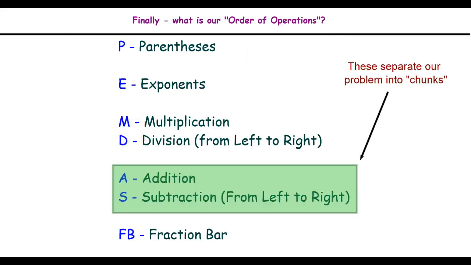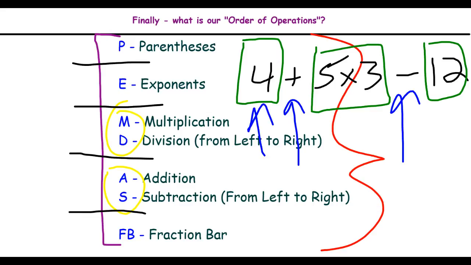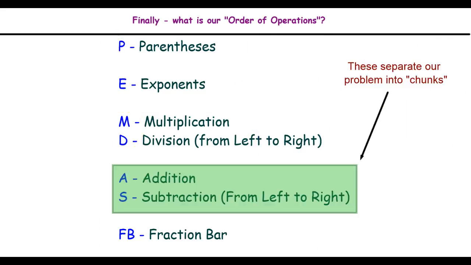And that's why they happen at the end. Because after we've separated our problem into chunks based on addition or subtraction, then we simplify all those chunks with the other operations, and then we finally add or subtract them together. This is not just things that happen from left to right. It's three distinct quantities that are being added or subtracted together. That's why those are last, because that's how we break down our problems into chunks.